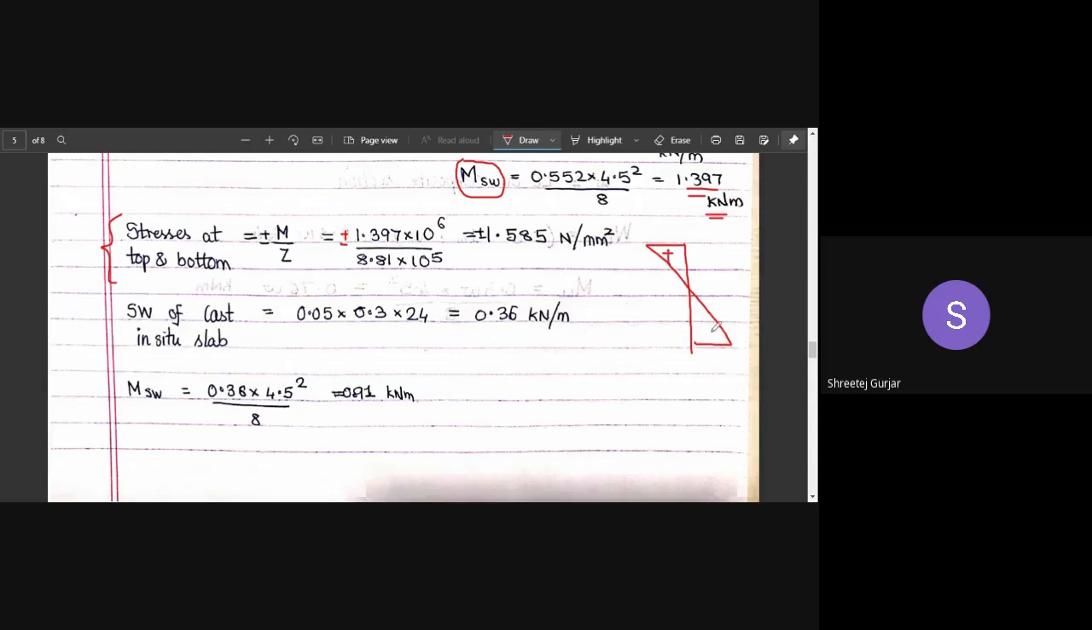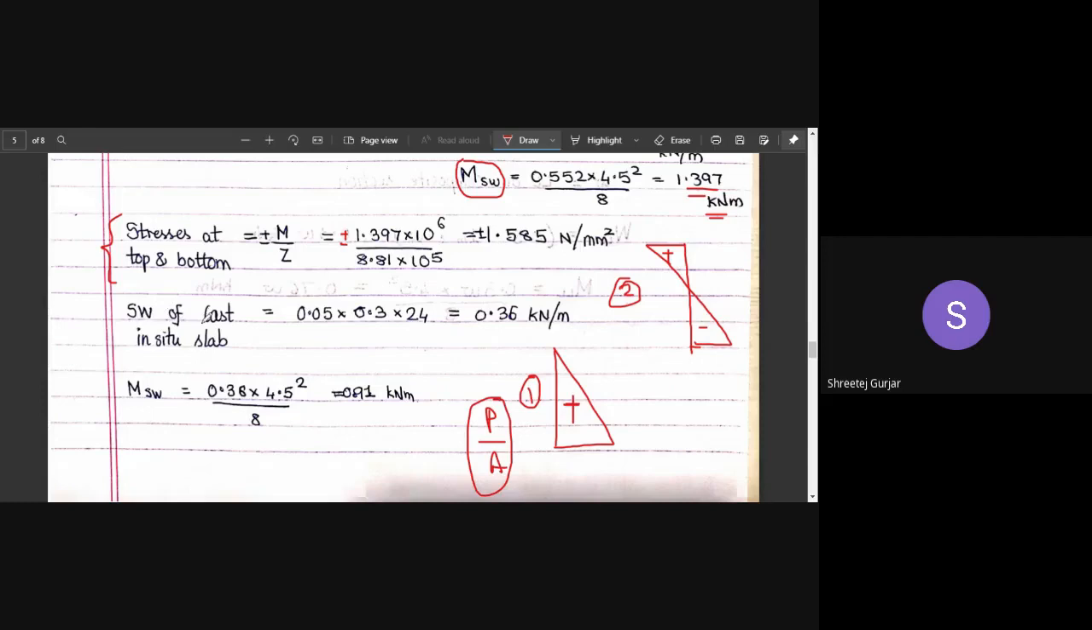This is plus at the top and minus at the bottom. So this is the second one. The first one is the stress due to the effective pre-stress, or if the losses are not given, just the initial pre-stress, that is due to P by A. This is the first diagram and this is the second diagram. So we have got that.